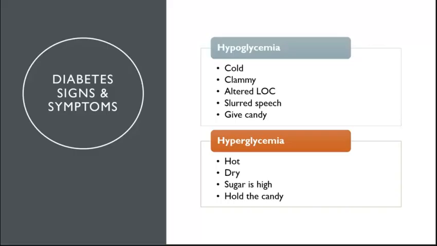So diabetes signs and symptoms. Hypoglycemia is cold, clammy, level of consciousness is altered, slurred speech. And what do we want to do? Your book says give candy. I will tell you firsthand that if you meet somebody that has altered level of consciousness and I'm with you and you're trying to give that patient candy, I'm going to smack it out of your hand. You're not doing that. Because of their altered level of consciousness, they will choke on that candy.